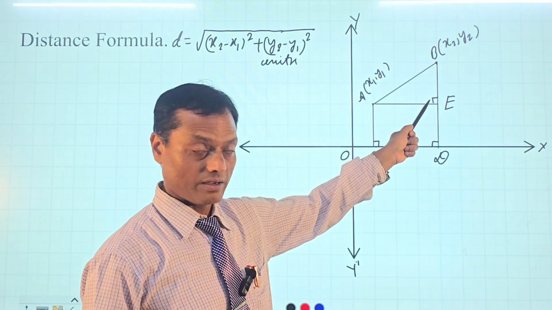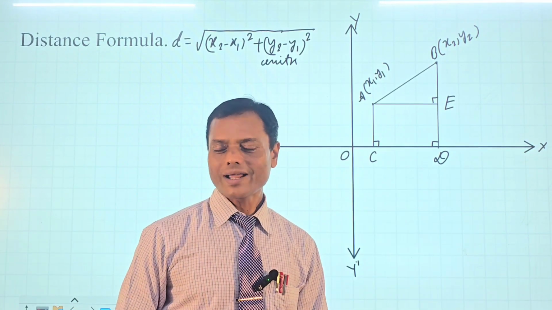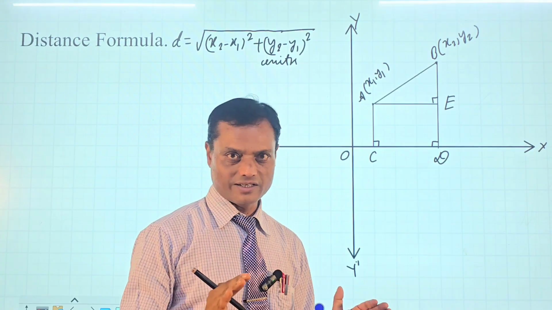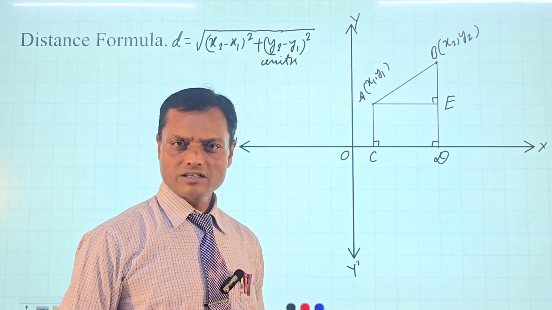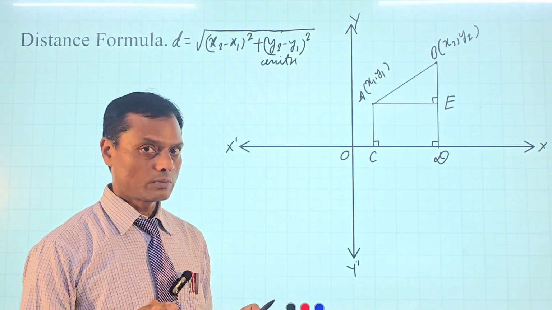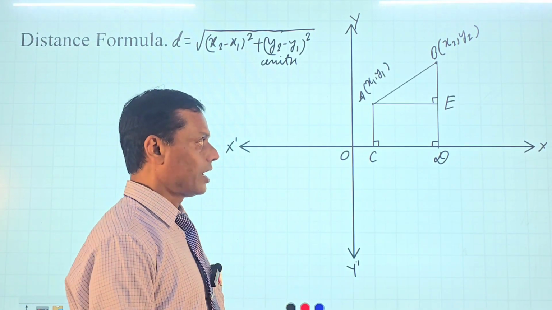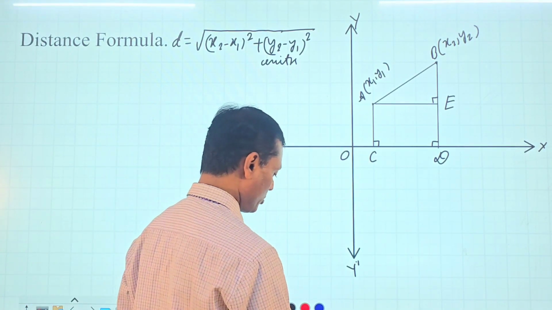Right angle triangle, isn't it? And what kind of triangle? Yes, it's a right angle triangle, because one angle is 90 degrees. So if it's a right angle triangle, then we can use the Pythagoras theorem, right? And what's the Pythagoras theorem? I'm going to tell you here.